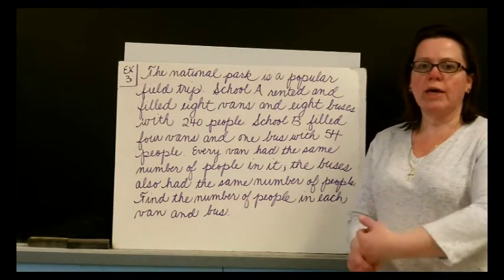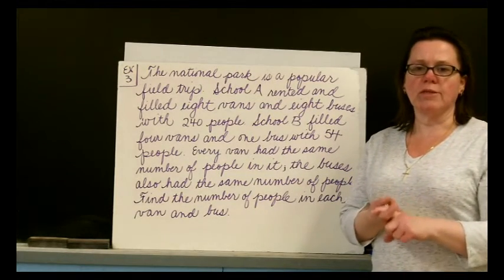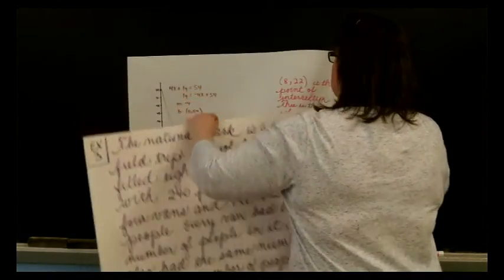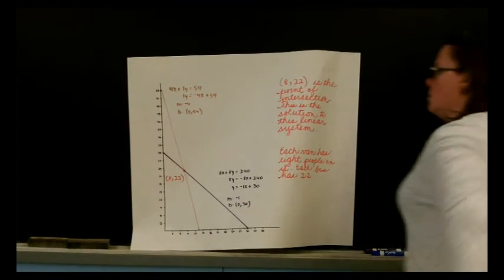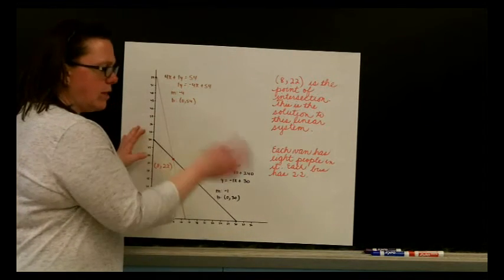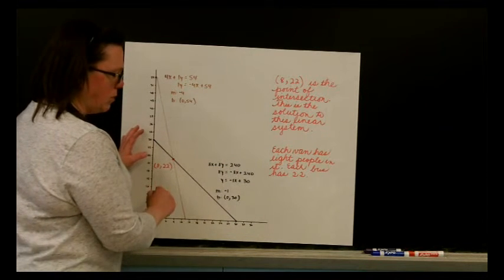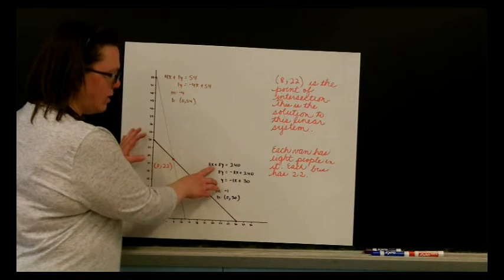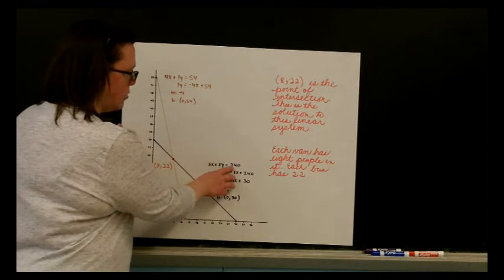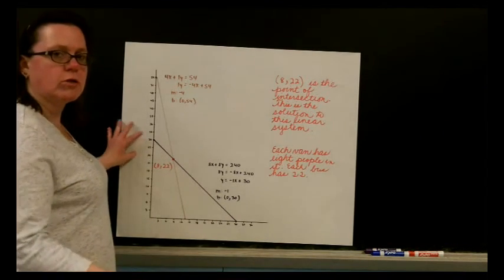The first thing we need to do is put together our 2 equations, the 2 equations that make the system in this problem. And then what we'll need to do is graph the 2. And here I've done all the work already. It tells us that School A has 8 vans and 8 buses with 240 people. So that means our equation is going to be 8x, x is representing the vans, and y is the buses. 8x plus 8y equals our total of 240 people. And you know that in order to graph it, we have to put the equation into slope-intercept form.